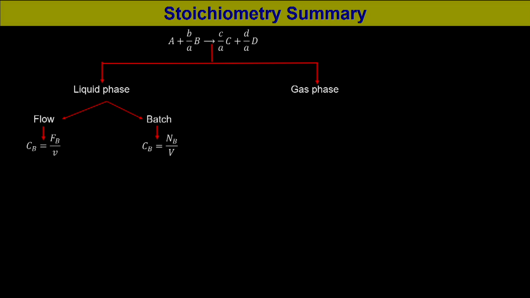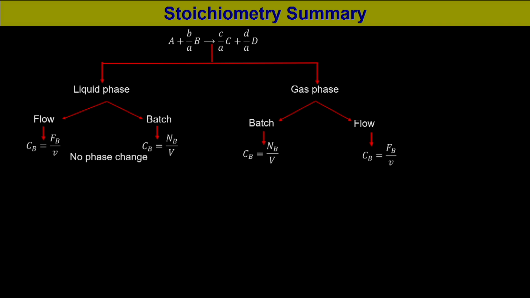For a flow system we can write Cb is equal to Fb by the volumetric flow rate. For a batch system we can write Cb is equal to Nb by V, where capital V is the volume of the reactant. Now, in a gas phase batch reactor Cb is equal to Nb by V, and for a flow reactor it will be similar to the liquid phase, Cb is equal to Fb by v.